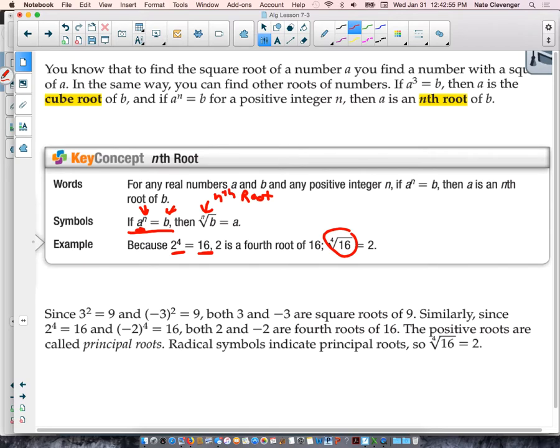The square root of 25 is what? 5. So if we turn that around, 5 squared is equal to 25. We just haven't had the index of 2 to show, but the index tells you, what number squared gives you 25? The positive roots are called principal roots. The radical symbols indicate principal roots.